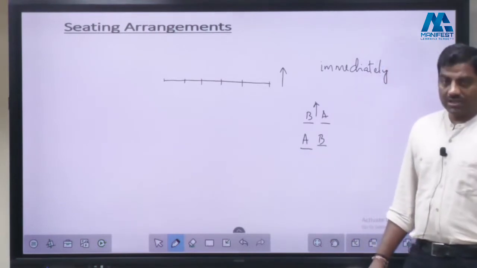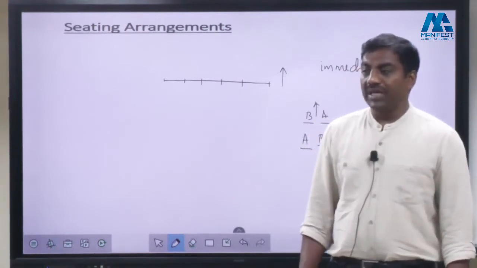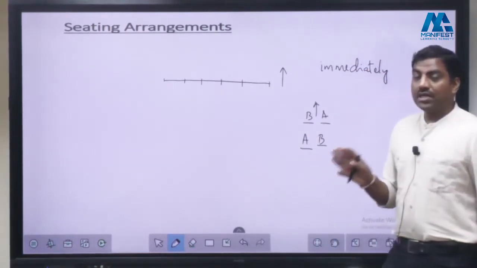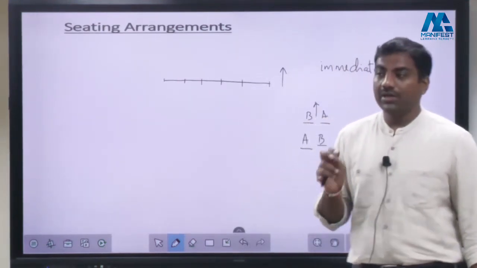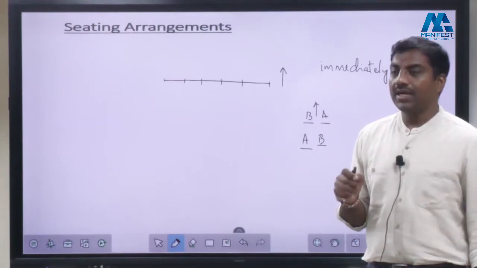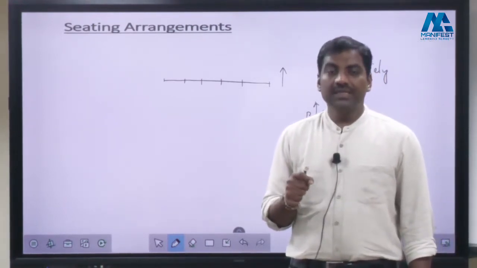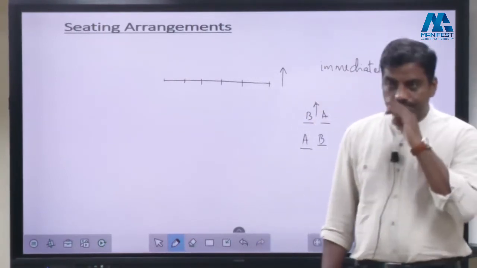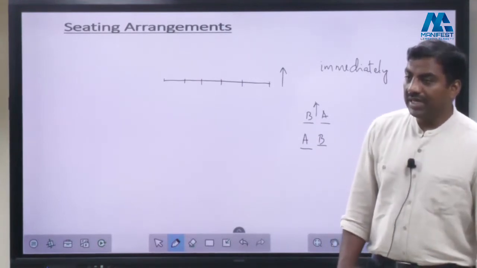If they don't mention right or left, if they tell A sits immediately next to B, then we have to take both the options. And we have to construct as many options as possible on our paper. Okay, you should not take anything for granted. Especially in logical reasoning, you should not take anything for granted. You have to write all the options, then you need to rule out the options. Understood?